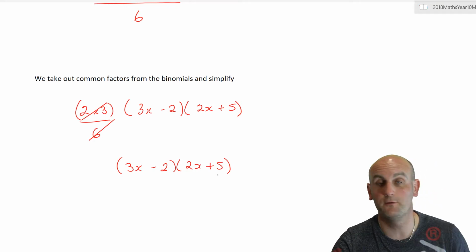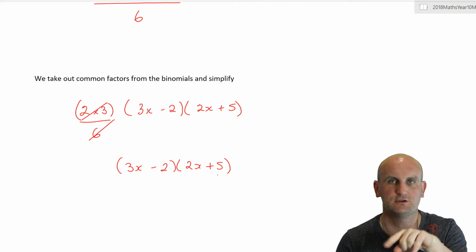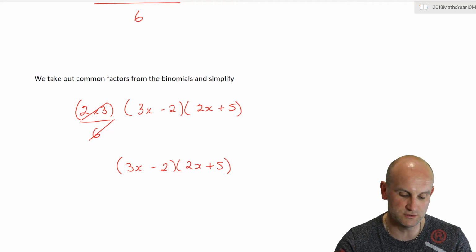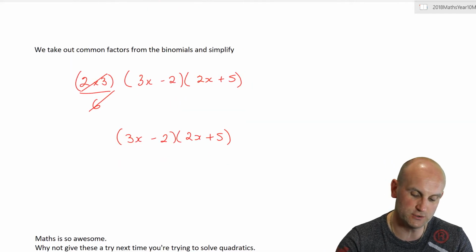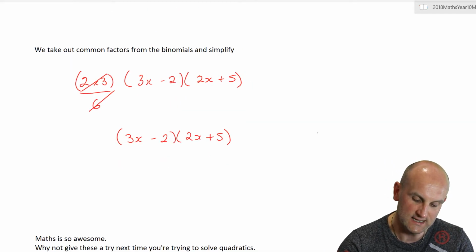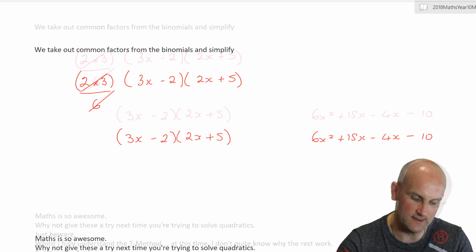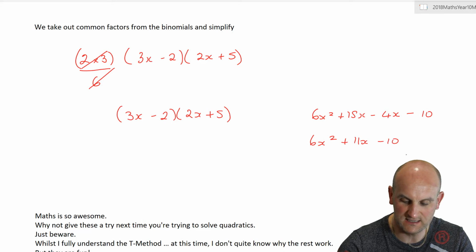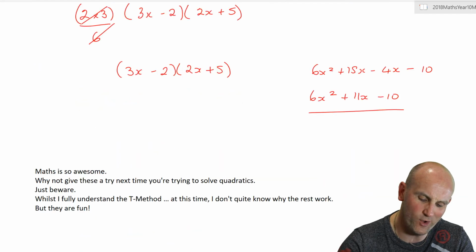Whoa. Now, to me, I like that slightly less than BARF. The reason being is I've got to take 2 lots of factors out of those brackets, and if I make a mistake, I'm in all sorts of trouble. So let's just check: when I FOIL this, do I get back to my original? 3x times 2x is 6x squared. That's 15x. There is minus 4x, and there is minus 10. And so 6x squared plus 11x minus 10. Was that my original? 6, plus 11, minus 10? 6x squared plus 11x. Oh my god, this is awesome.